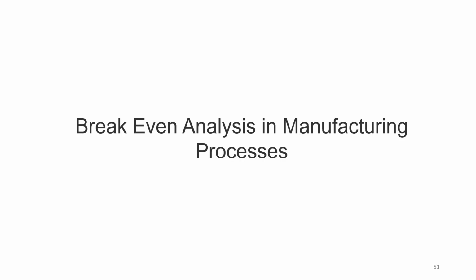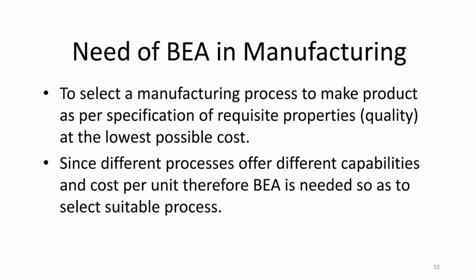Next is break-even analysis in case of manufacturing processes. So firstly, why do we need break-even analysis in manufacturing? We need to select a manufacturing process to make a product as per the specification of required properties or quality, and at the lowest possible cost. Since different processes offer different capabilities and cost per unit, break-even analysis is needed so as to select a suitable process.